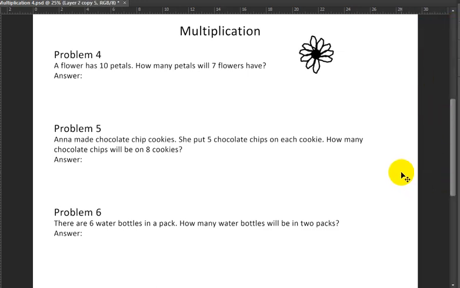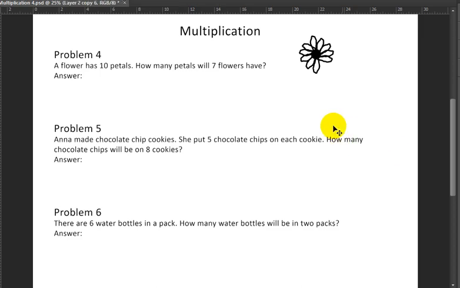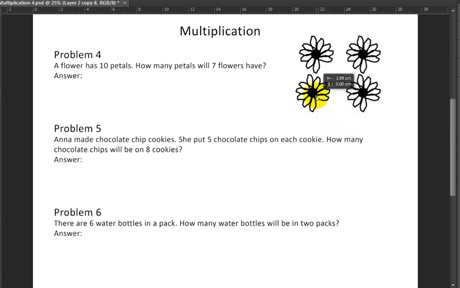But now we are being asked, well, how many petals will 7 flowers have? So there's 2, 3, 4. Now I'm going to make them a little smaller because they won't fit.